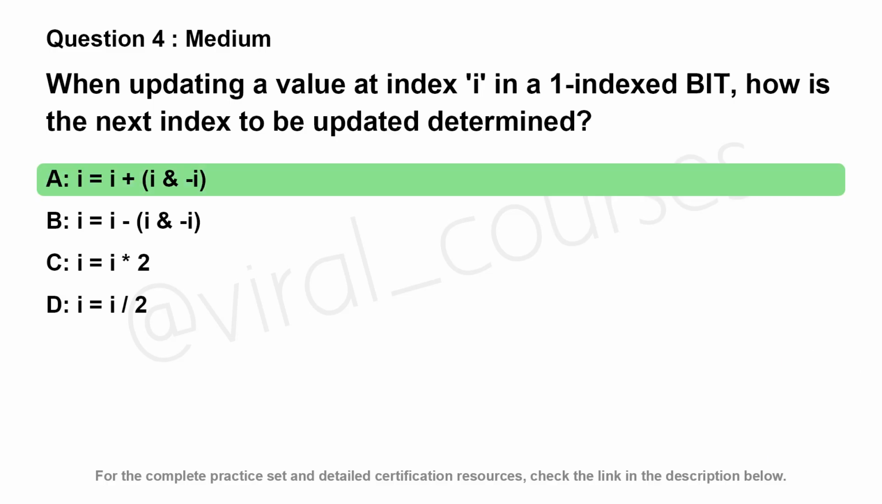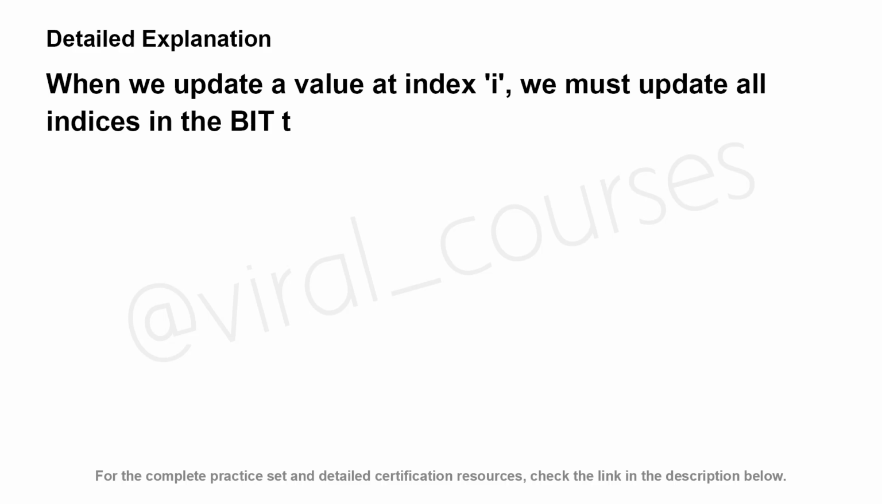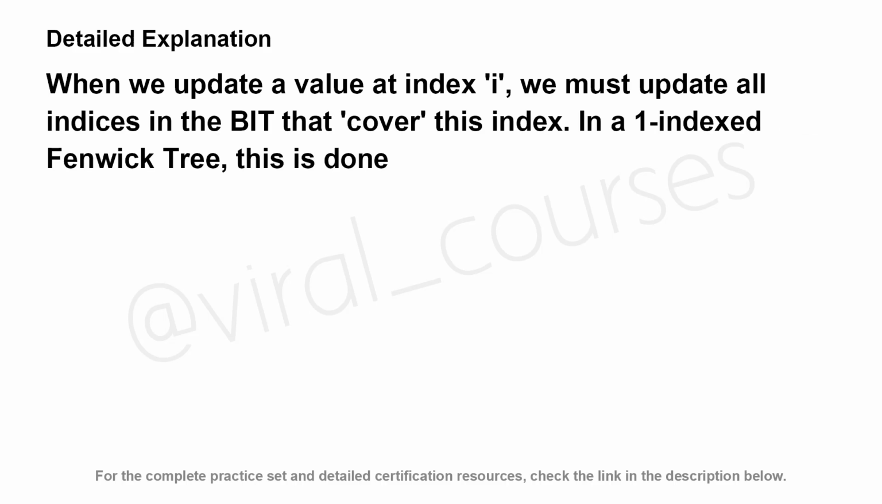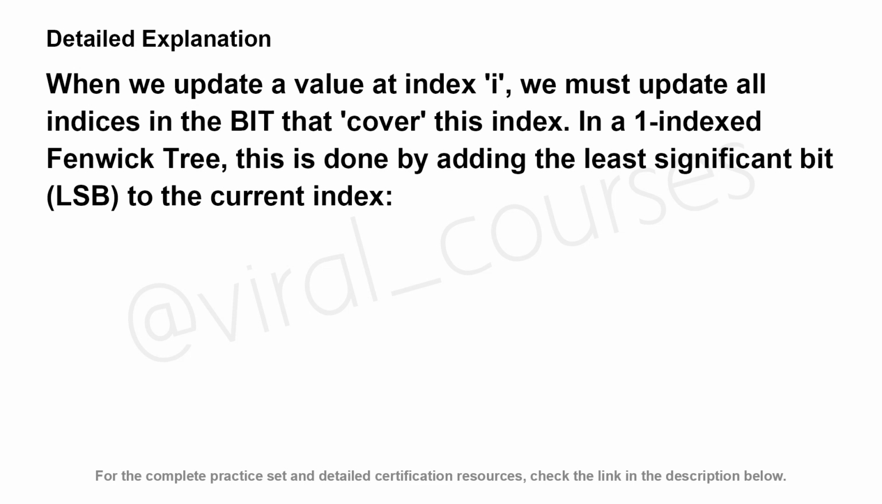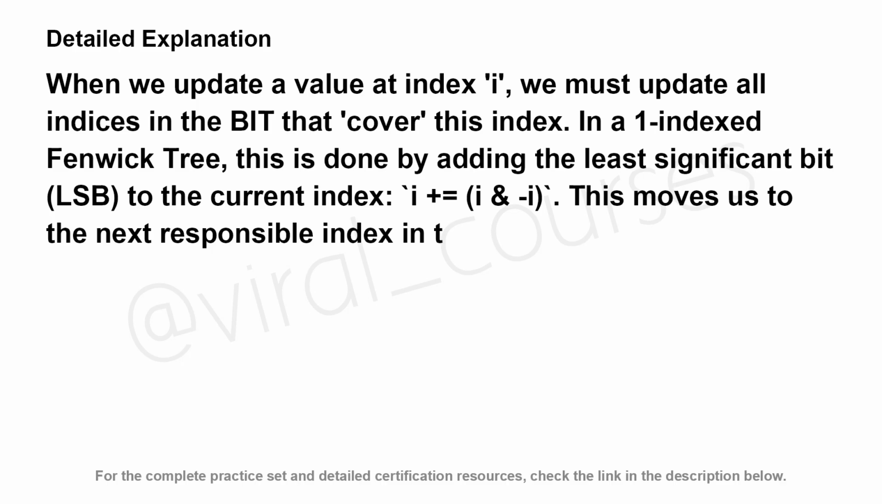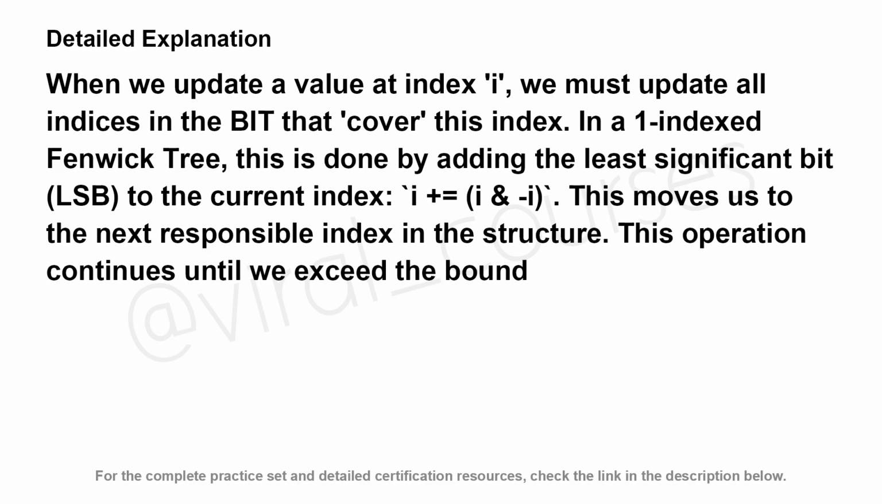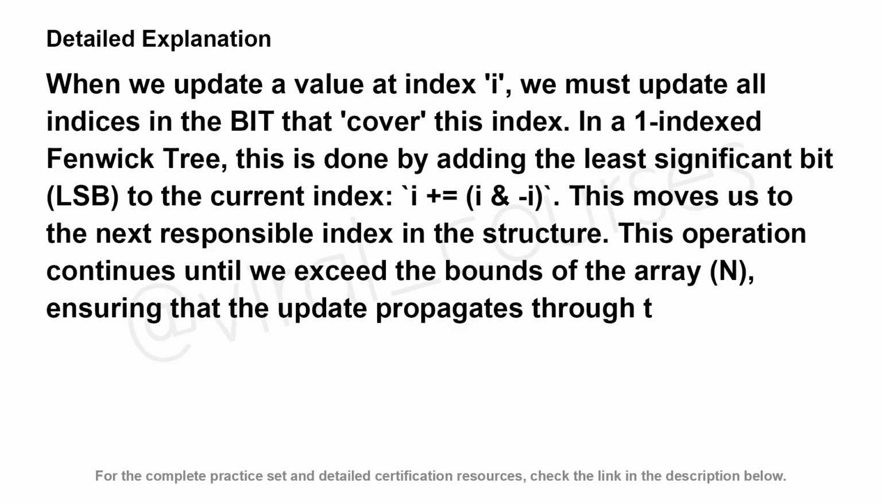The correct answer is A. When we update a value at index i, we must update all indices in the BIT that cover this index. In a one-indexed Fenwick tree, this is done by adding the least significant bit, LSB, to the current index, i += i & -i. This moves us to the next responsible index in the structure. This operation continues until we exceed the bounds of the array, n, ensuring that the update propagates through the tree in O(log n) time.